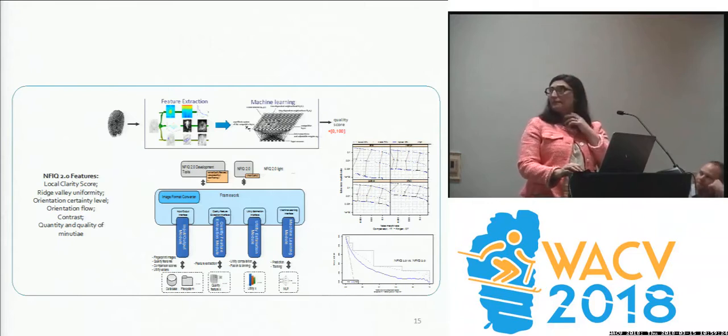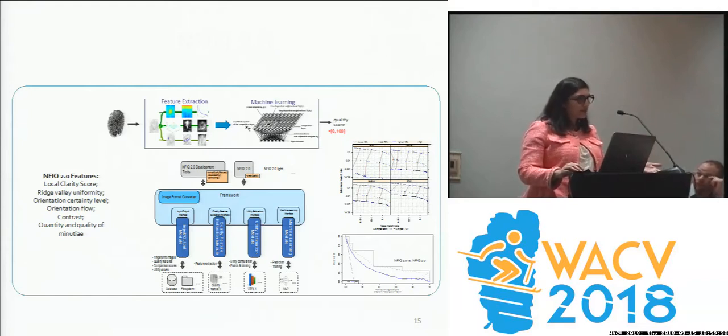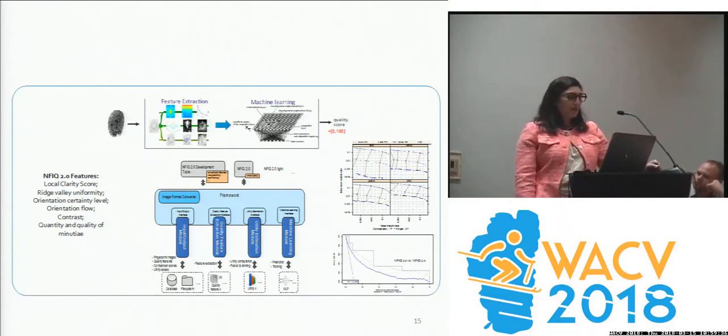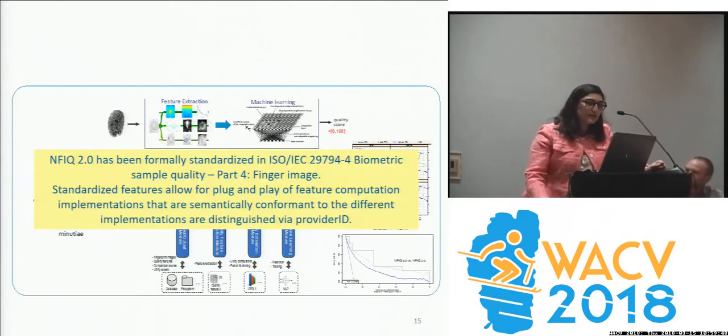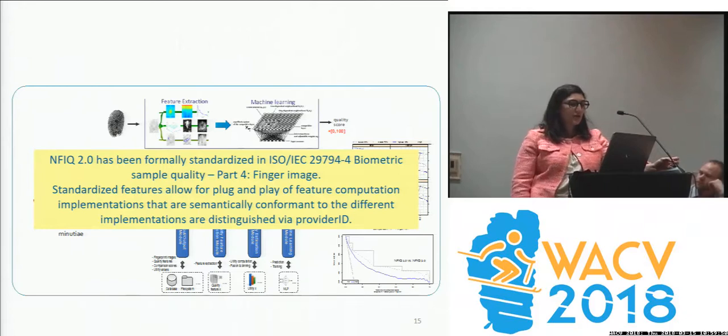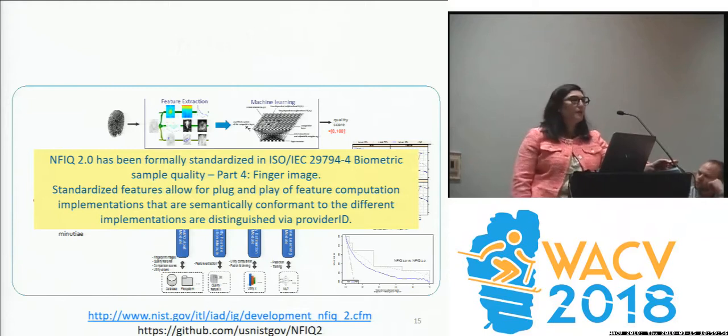Then, because it's machine learning, it learns the type of images and the technology that was available in 2004. In 2012, I believe, we were asked to work on a revision, NFIQ2, for something better, faster, with more resolution. That resulted in NFIQ2. This has been formally standardized as part of ISO/IEC 29794. The implementation that we have on GitHub is the reference implementation for the standard, but it also allows other people to develop their own algorithm and do plug and play.